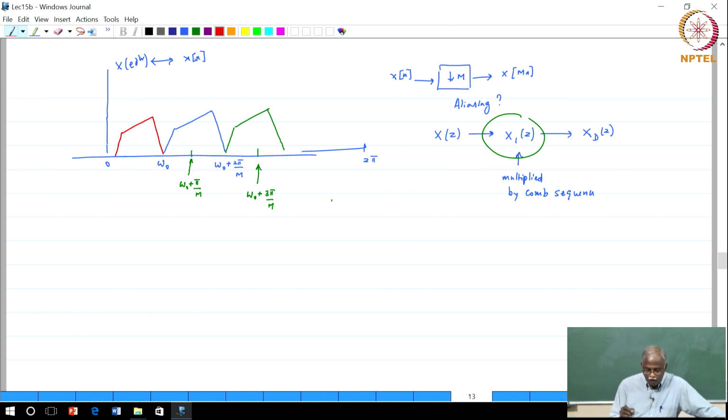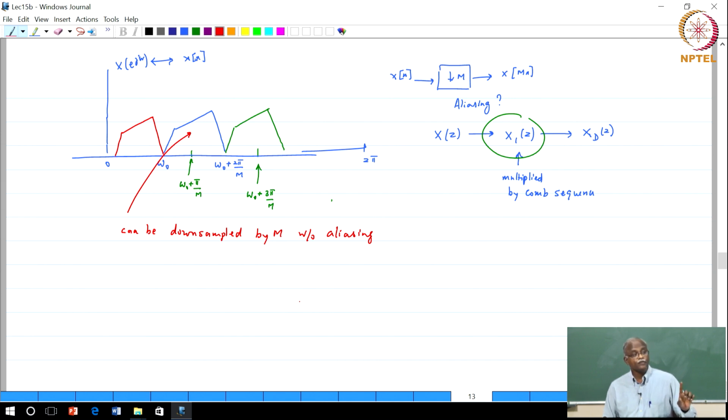Now, the observation is that when you have a signal whose bandwidth is limited to 2 pi over m, regardless of where it lies on the frequency axis, you can downsample it without aliasing. So such a signal can be downsampled by a factor of m without aliasing, and this is a completely general result.